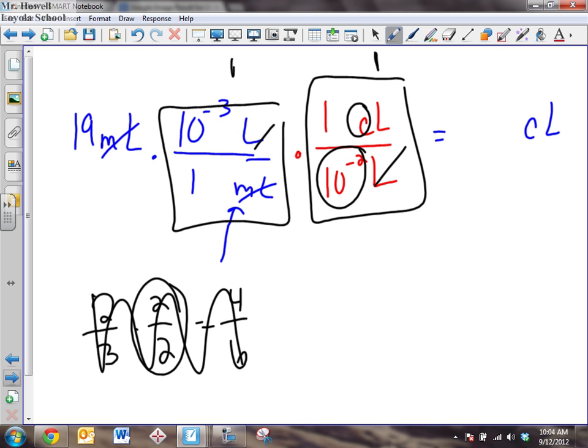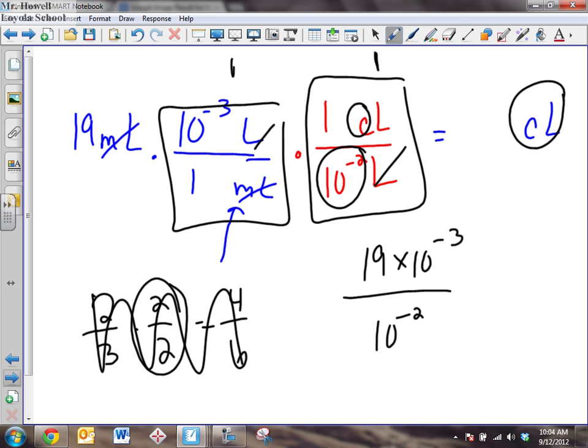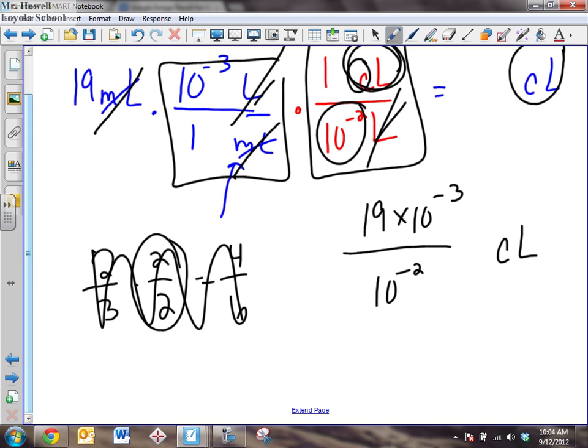Okay, so up top we're going to have 19 times 10 to the negative third times 1, which doesn't matter, remember that, over 10 to the negative 2, and my units are going to be centiliters. Notice, cancel, cancel, cancel, cancel, I'm left with centiliters. But that doesn't look nice, does it? Come on, we don't want to leave an answer like that. So, Molly, what might our next step be here? What can we do?